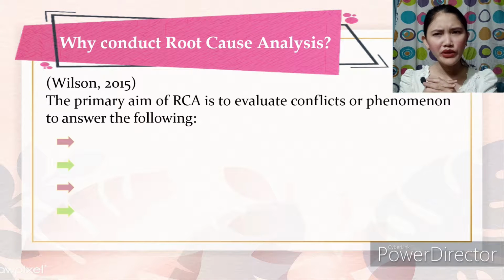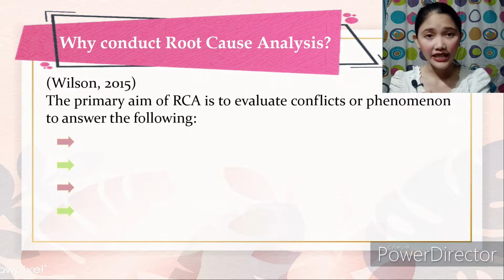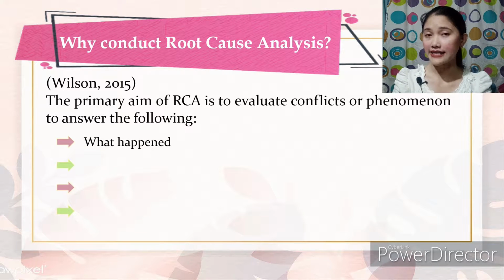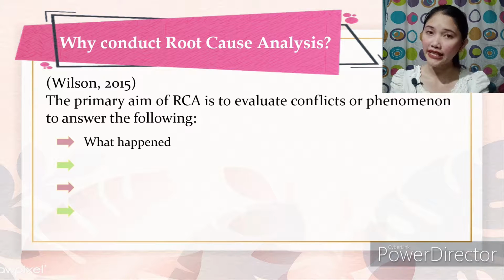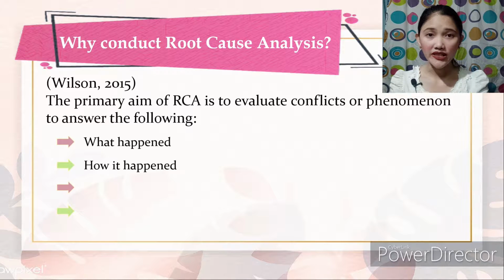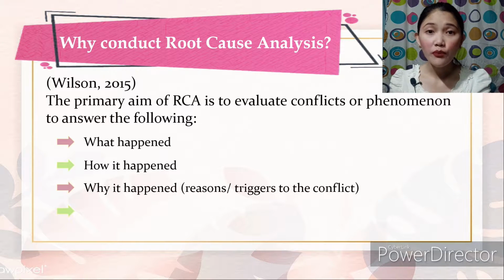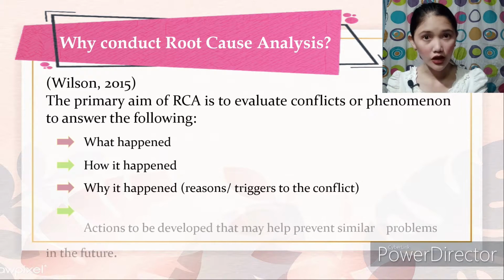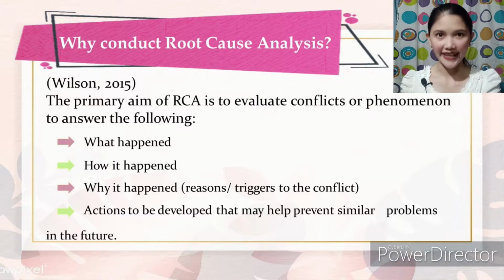But why do we need to use RCA? Well, according to Wilson 2015, the primary aim of RCA is to evaluate conflict by answering the following questions. What happened? How did it happen? Why did it happen? This could be the reasons behind the conflict or the triggers that lead to the conflict. And it also provides actions that can be developed so that the conflict or the problem may not be repeated all over again.